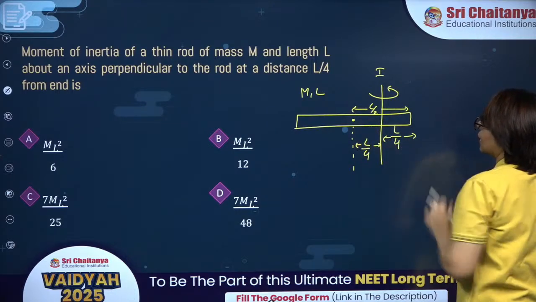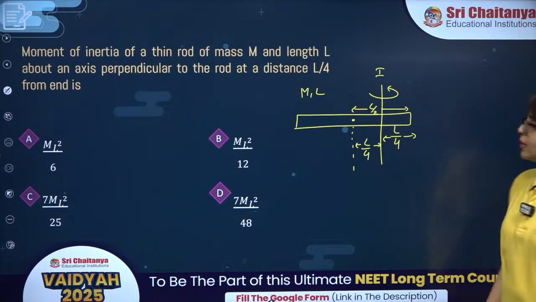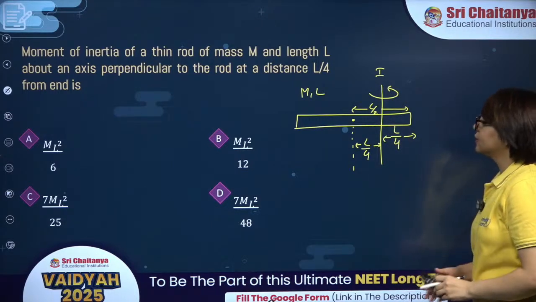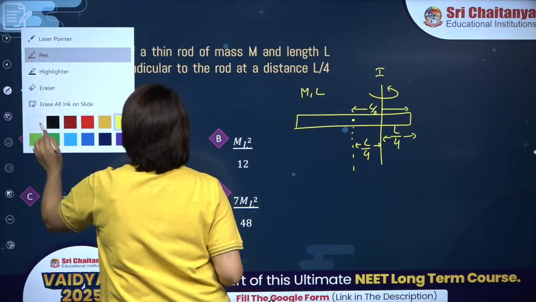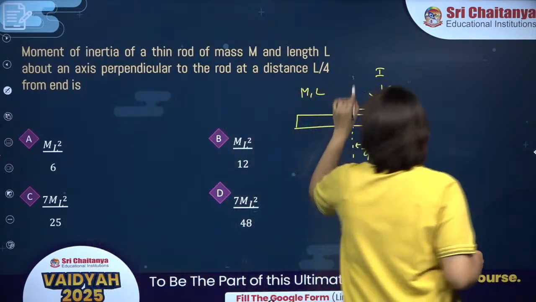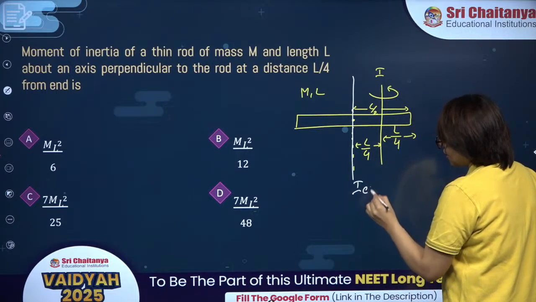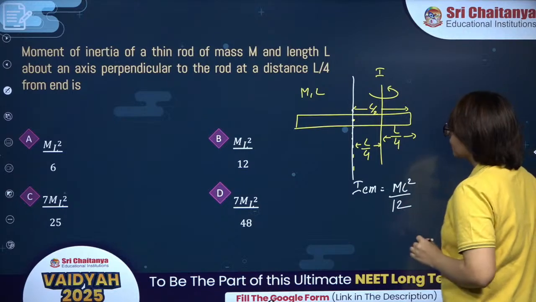So L by 4 and L by 4 will make L by 2 over here, right? Now we have to find the moment of inertia about this axis. First of all, we have to find the moment of inertia about the center of mass. This is the axis which is passing through the center of mass, and moment of inertia about center of mass is ml square by 12.